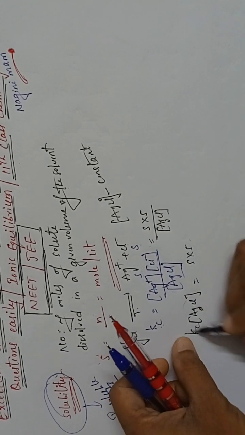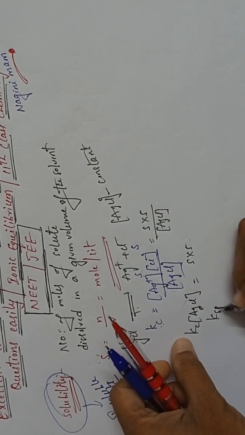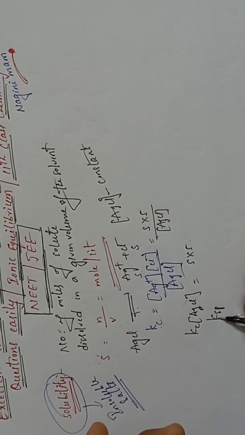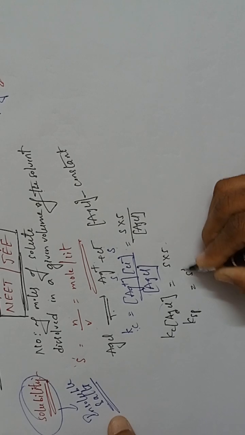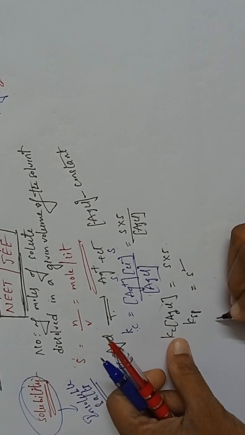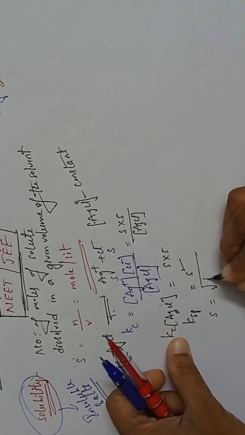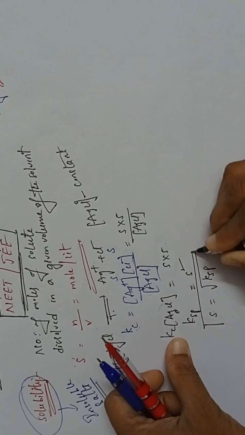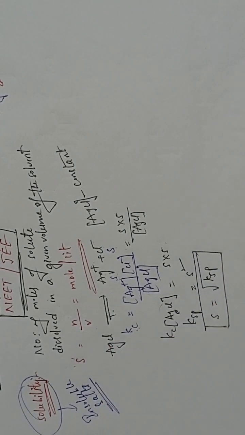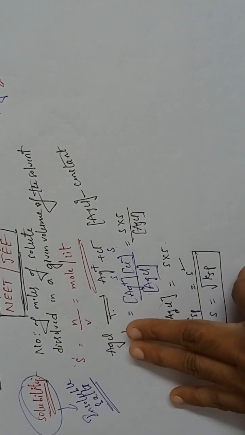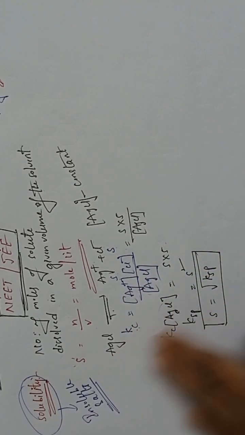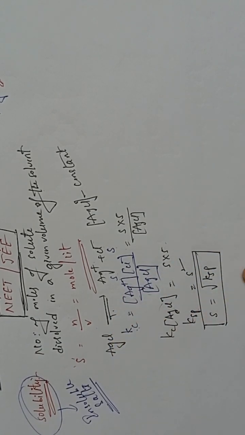So that's why instead of this I am taking Ksp. This is the solubility product constant. It is equal to S square. Then Ksp is equal to S square means S is equal to what, students? Square root of Ksp. This is the relation between solubility product and solubility for this salt, Ag plus and Cl minus.